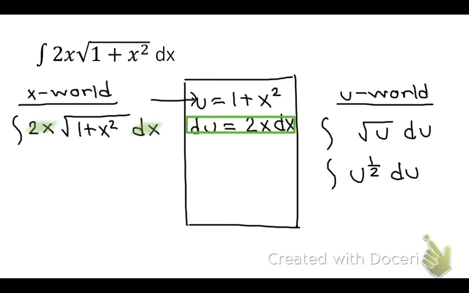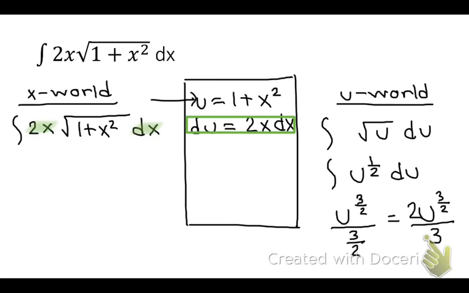And now let's take that integral. We're going to get u to the 3/2 over 3/2. And we could rewrite that as u to the 3/2 times 2/3. Remember, dividing by a fraction is the same as multiplying by the reciprocal.